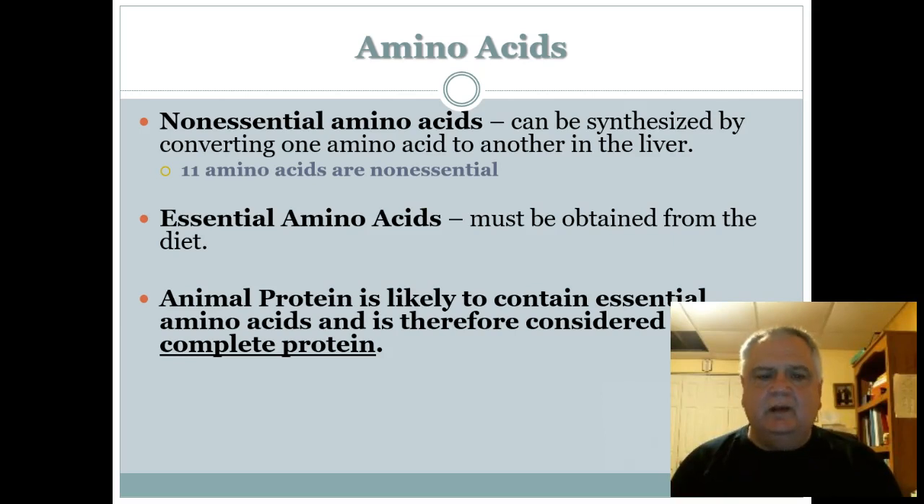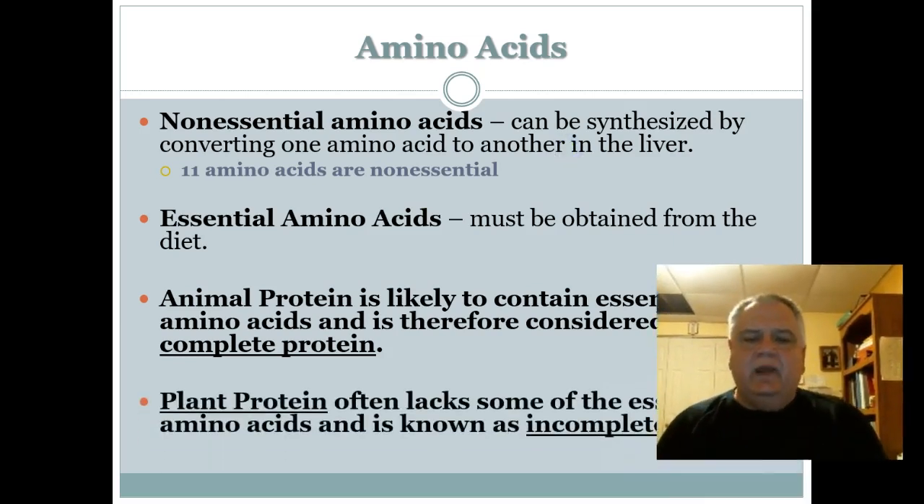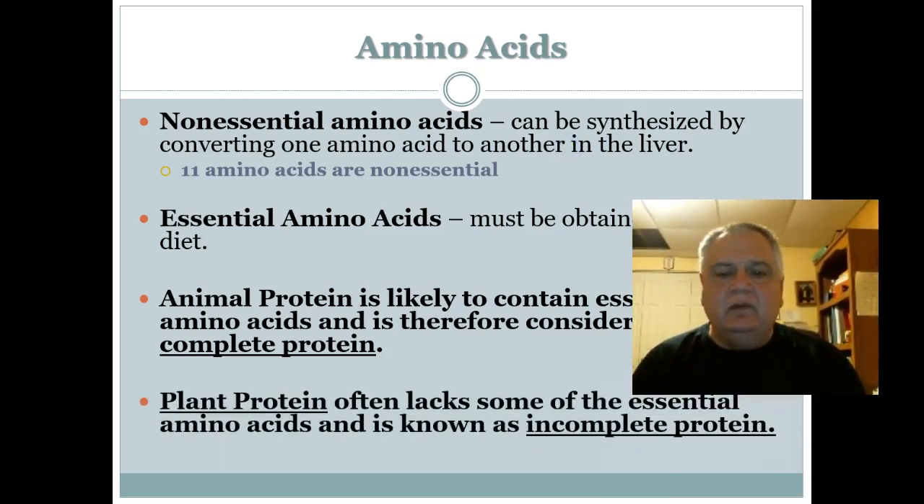Now, whenever we look at essential amino acids, animal protein is likely to contain all the essential amino acids. And therefore, we oftentimes refer to animal protein as a complete protein, because it has all of those amino acids. On the other hand, plant proteins oftentimes will lack some of those essential amino acids. Therefore, plant protein is oftentimes referred to as an incomplete protein.